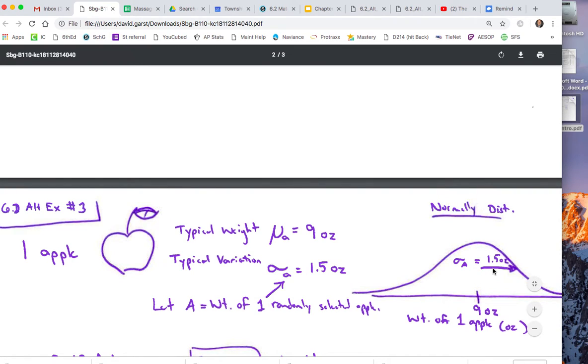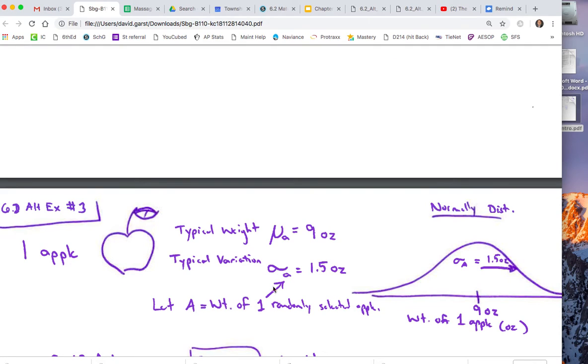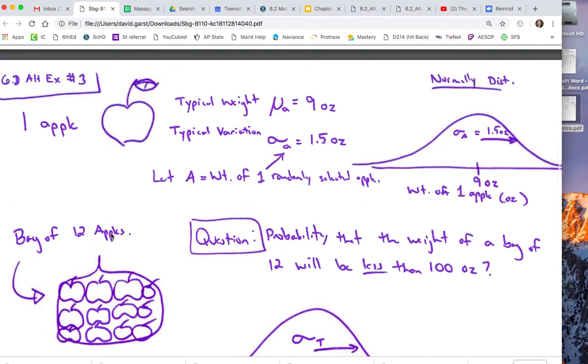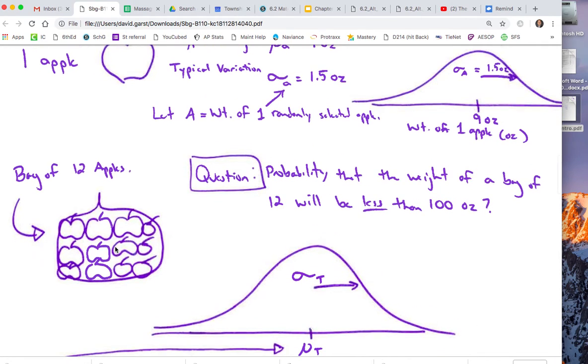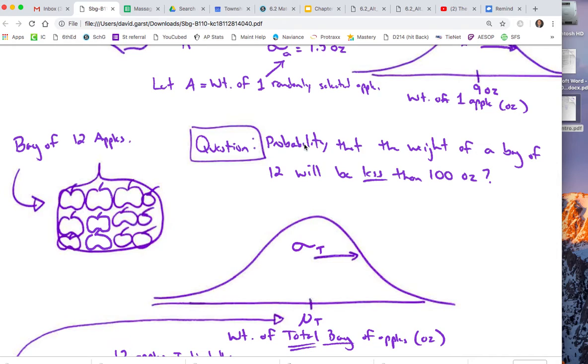Now that's just one apple, and we're letting the letter A represent the weight of one apple. But this question asks us about the weight of a bag of apples. So what do we do when we have information about a single item, like one apple, but now we're going to put them all together in a bag? Here's a bag of 12 apples. And the question that we're asked is, what's the probability that the weight of a bag of 12 apples will be less than 100 ounces?